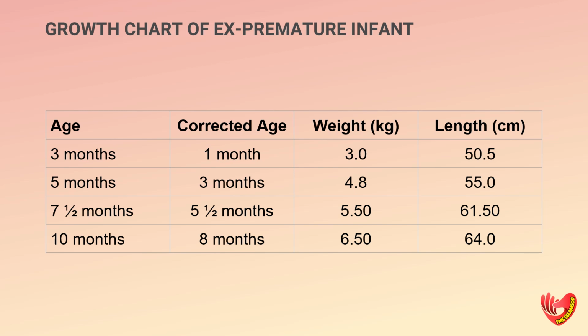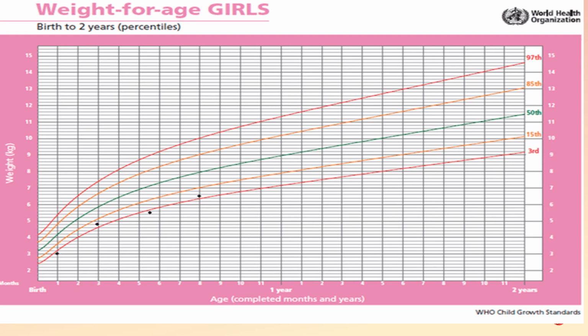Now let us plot this into a graph. So this graph shows baby City's weight. At 1 month, this is the corrected age. We have plotted this graph according to the corrected age rather than the chronological age. So at 1 month, her weight is around 3 kilos. At 3 months, it has increased to around 4.8. Around 5.5 months, she's around 5.5. And at 8 months, she's around 6.5.